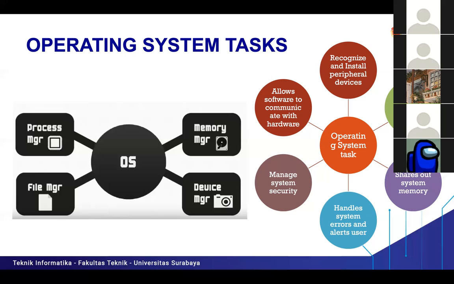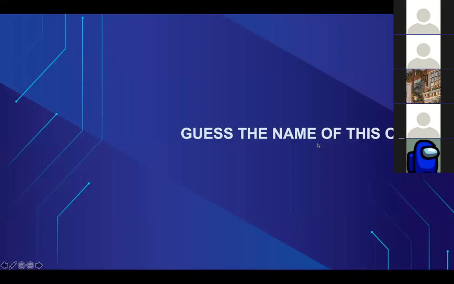If you don't have the operating system, you cannot manage your files. There are also other operating system tasks: allow software to communicate with hardware, recognize and install peripheral devices, manage files and folders, share out the system memory, handle system errors and alert the user, and manage system security. This is the task of the operating system, and we will learn it one by one in this class.